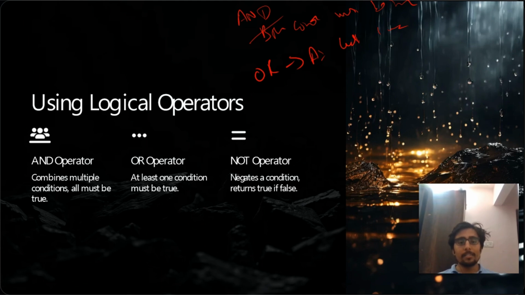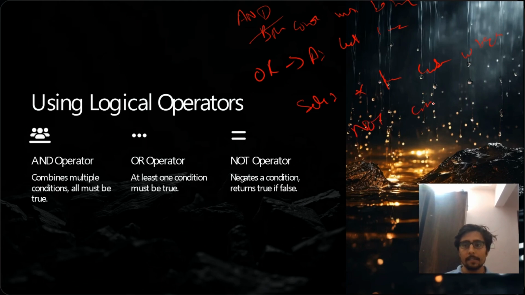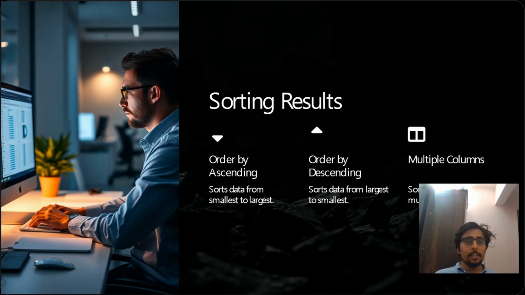And the NOT operator negates a condition, basically. For example, for NOT, let's say select star from customer where NOT city is New York. It will return the records where the city is not New York. It will give everything except New York. If the city is New York, it won't give those records. That's how it negates the condition. And this was all about logical operators.